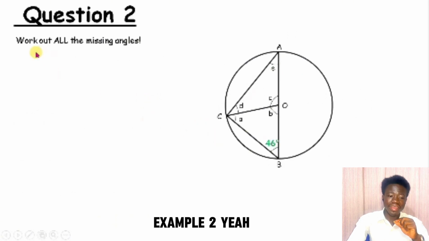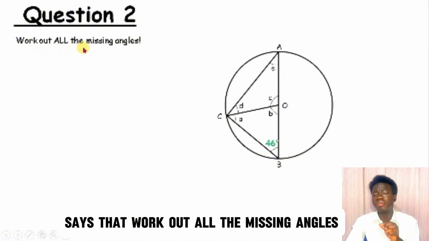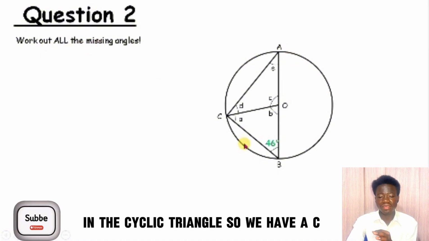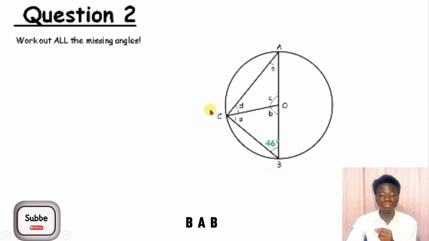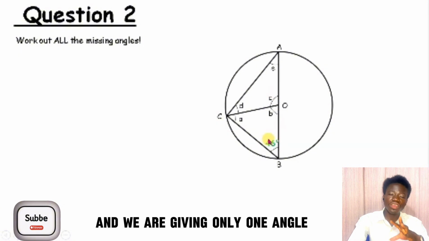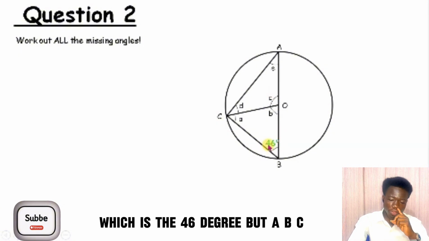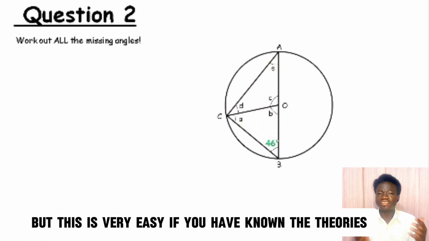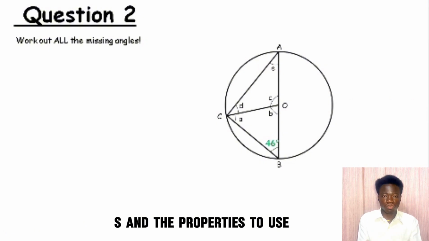Example 2. Here it's saying to work out all the missing angles in the cyclic triangle. So we have ACB, ABC, the triangle inside the circle here. And we have been given only one angle, which is the 46 degrees. But A, B, C, D, E is not given, and you have to look for it. But this is very easy if you know the theories and the properties to use.